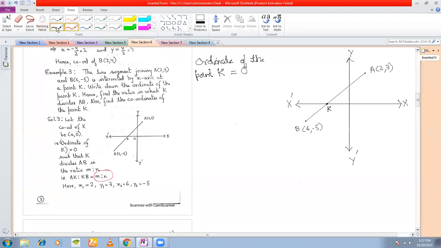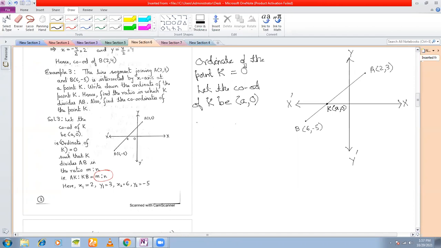There's another approach you can take. You can consider the ratio to be, let's say, k is to 1, or you can say lambda is to 1 also. So first of all, I say let the coordinates of K be (a, 0). Because it lies on the x-axis, obviously the y coordinate will be 0. So I assume the coordinates of K to be (a, 0).